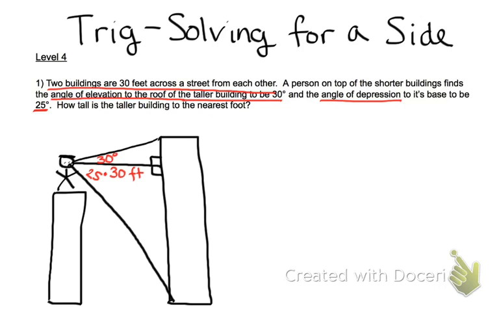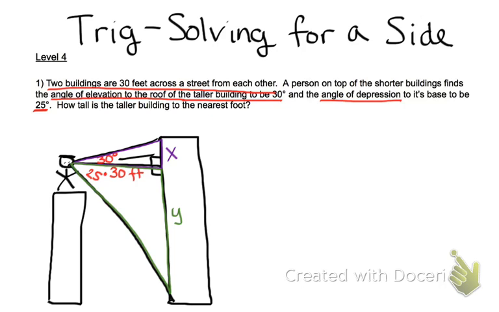Then it asks, how tall is the taller building? Well, I'm going to have to set up two equations here. So I have two triangles. I have this purple triangle, and I'm going to label this side X, so that's part of the taller building. And then I have this other triangle, I'm going to highlight in green. And we have the other part of the building, which is Y. And if we add the purple and the green triangle together, so the X and the Y, we're going to get that whole building.